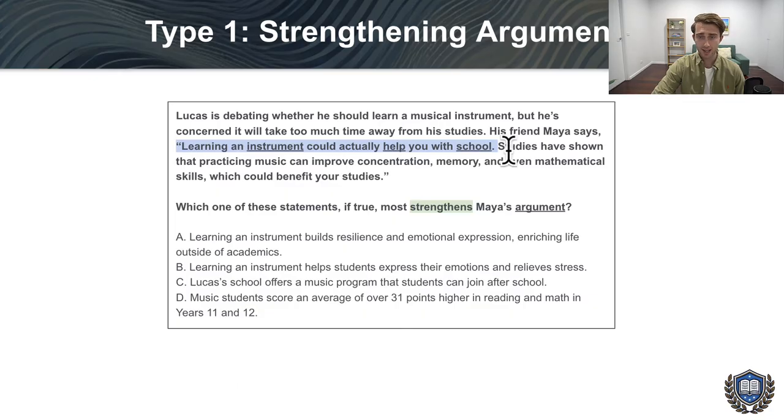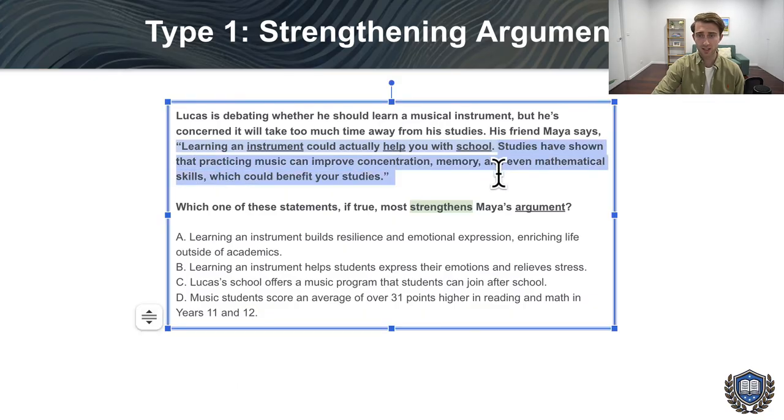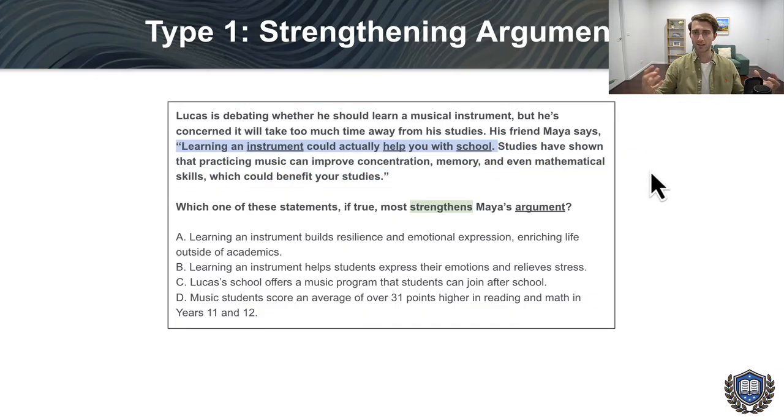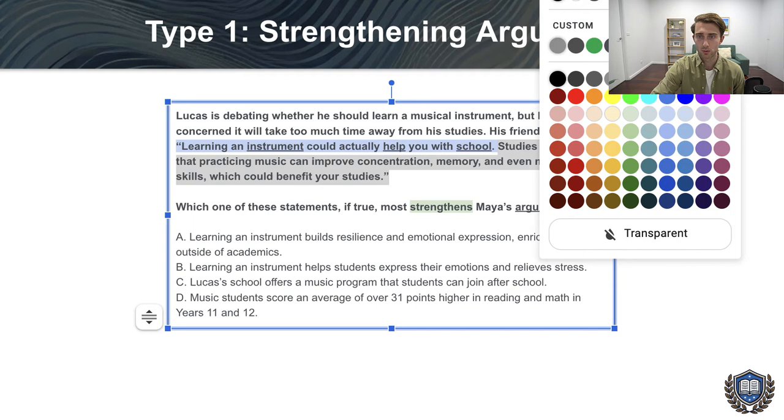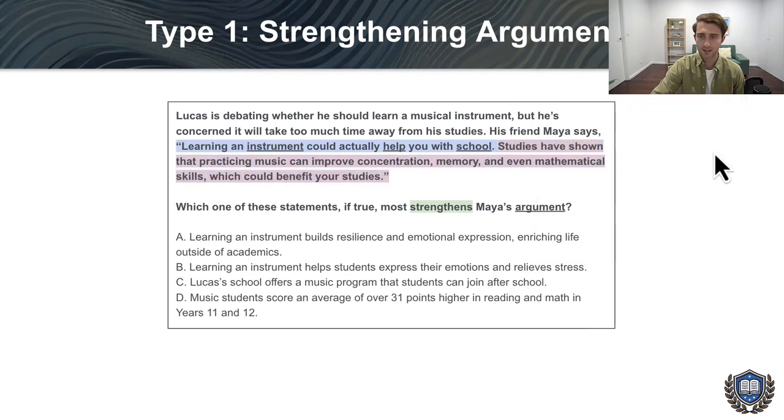So the second thing then is, well, what's this sentence here called? You can see this sentence, it's kind of like the evidence. It's the evidence backing up the conclusion. Studies have shown that practicing music can improve concentration, memory, and even mathematical skills, which could benefit your studies. It's the evidence. It's the stats, the studies that back up the conclusion. And so what you can see here is, in this case, this is what we would call the reasoning.